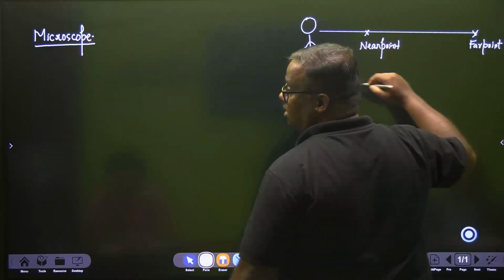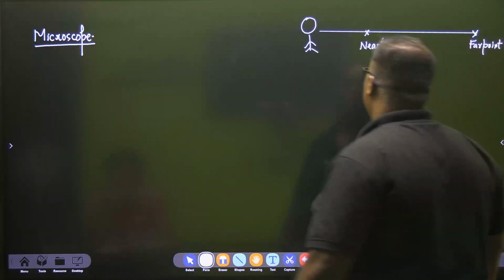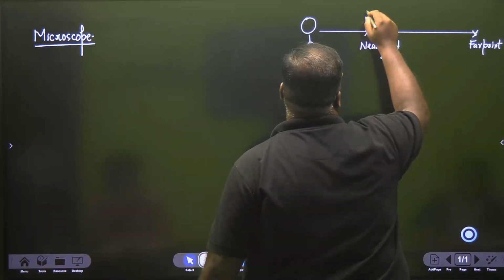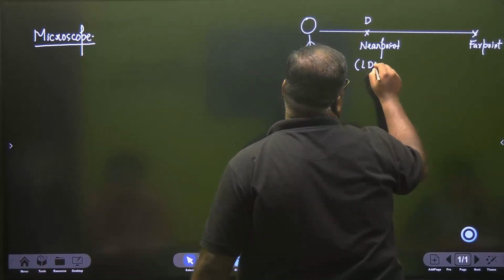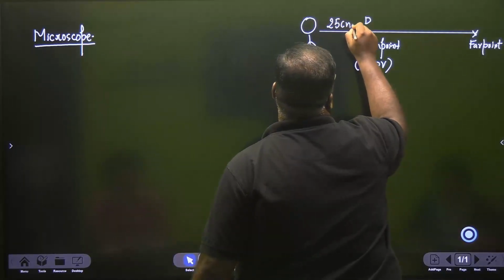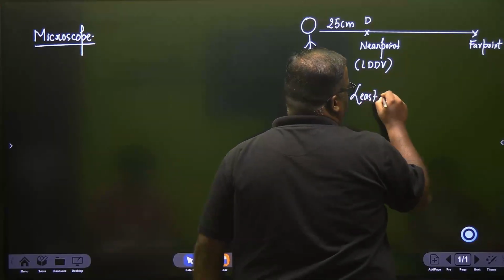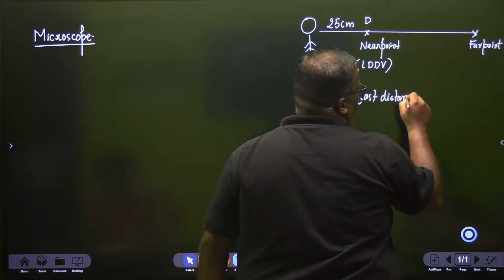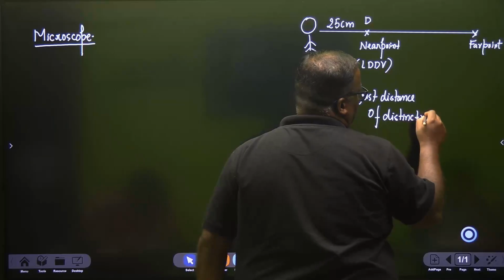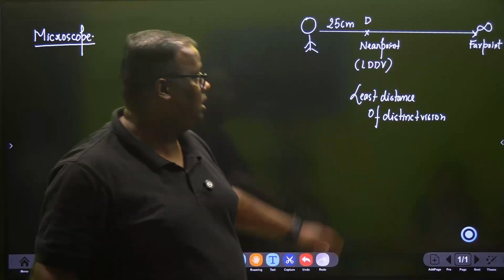The near point we actually represent by D, and we call it LDDV, least distance of distinct vision, and that is 25 centimeters. And the far point is always taken as infinity, right? Least distance of distinct vision.